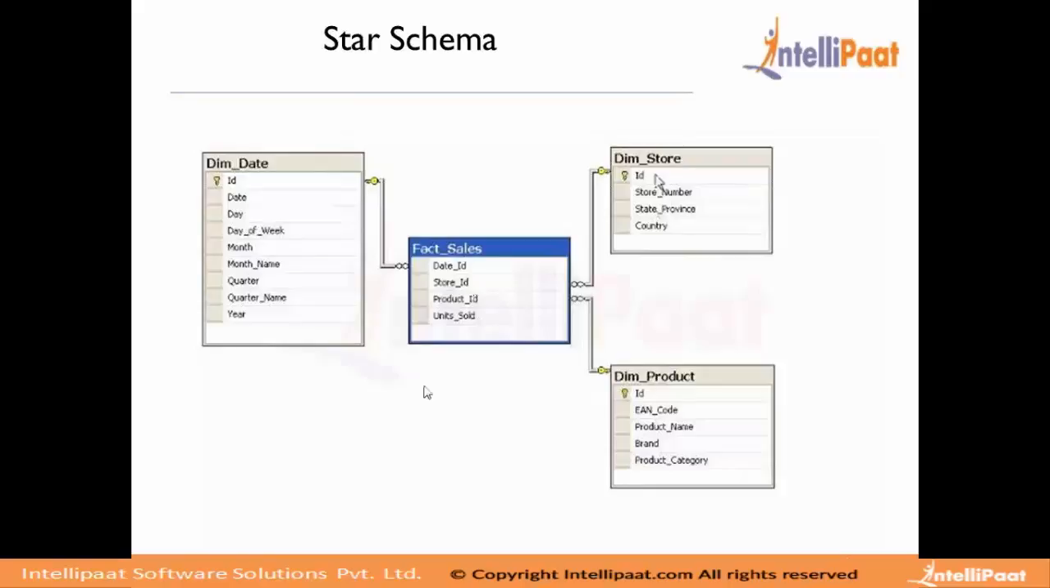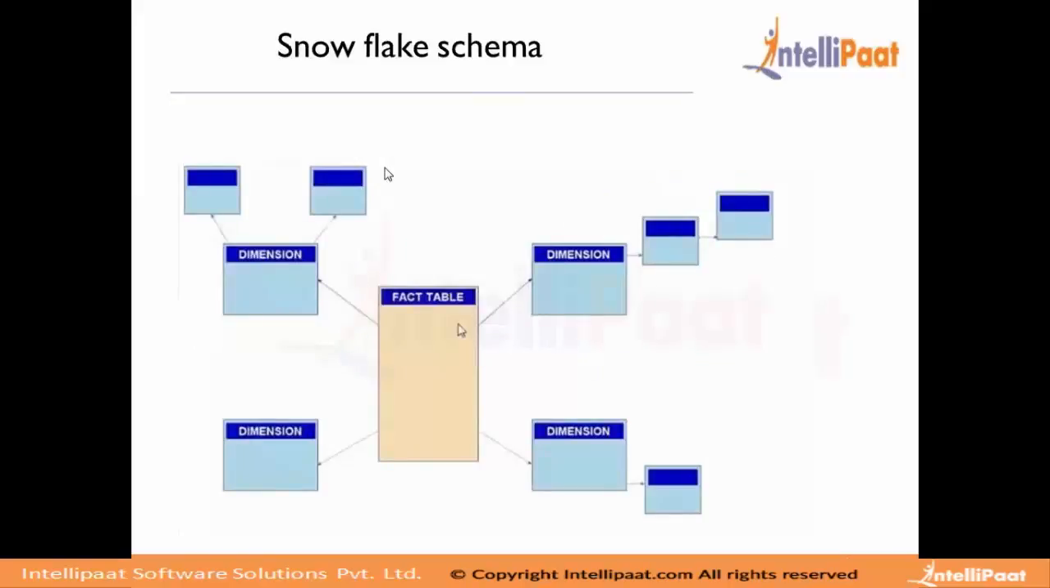What about snowflake schema? This is snowflake schema. It is an extension of the star schema. We have one fact table and four dimensional tables. Again, these dimensional tables refer to some other dimensional tables. This is nothing but snowflake schema. So whenever a dimensional table is connected with some other dimensional table, that is called snowflake schema.